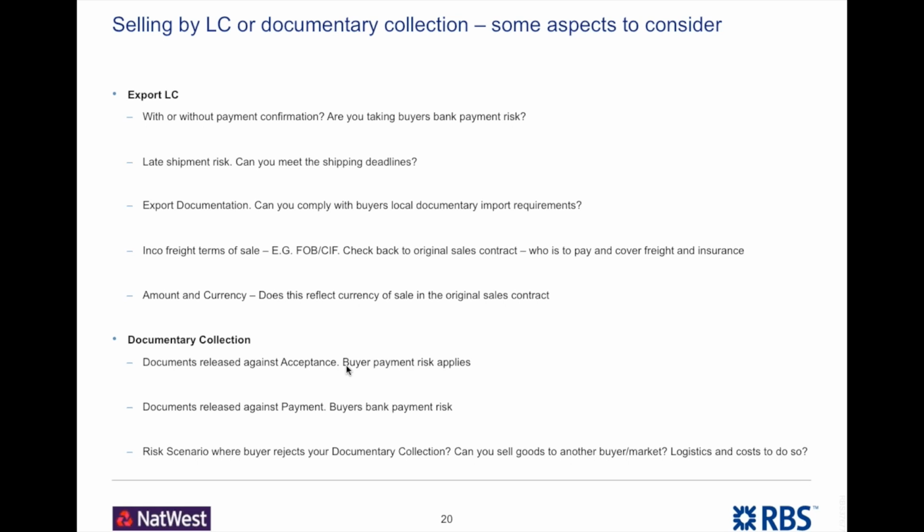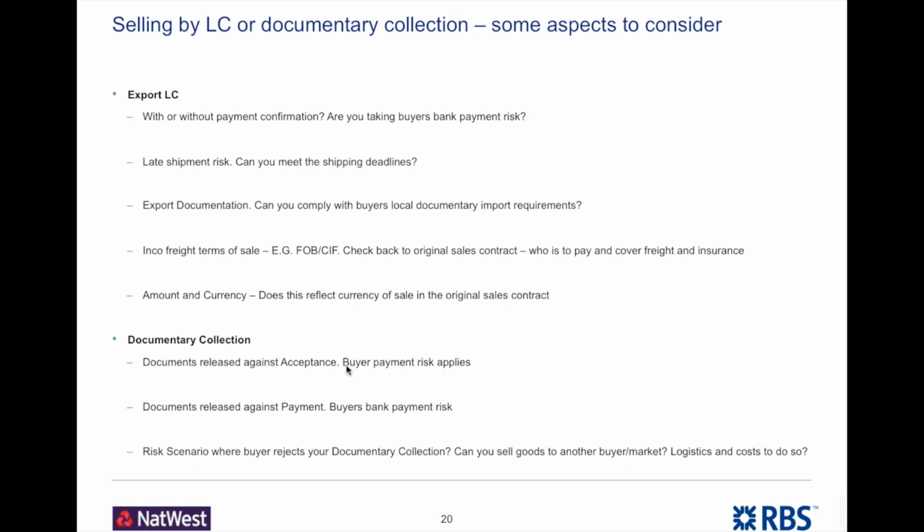First point is that when you receive the LC, it is important to check the details. Do those details match and reflect what you've already negotiated with the buyer? For example, amount, currency, Incoterms such as FOB, CIF, who pays freight and insurance. Are you confident that you can meet and comply with the terms and requirements of the letter of credit?